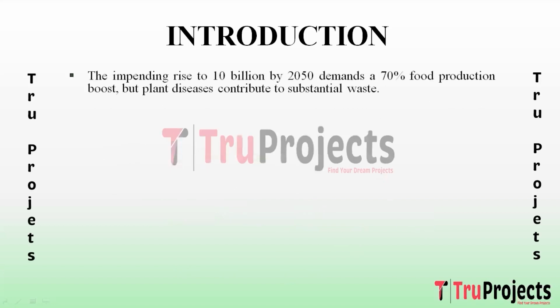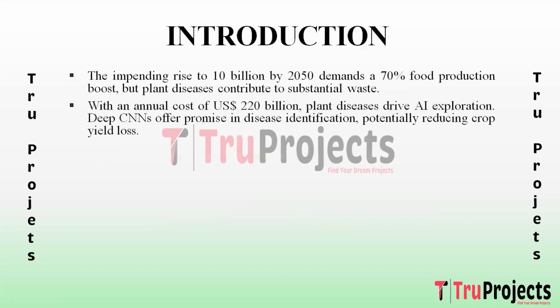Introduction. The projected global population of 10 billion by 2050 necessitates a 70% increase in food production. However, challenges, particularly plant diseases, pose a threat to achieving this goal, leading to significant food waste. Plant diseases incur an annual cost of $220 billion, prompting exploration into AI solutions. Deep convolutional neural networks show promise in identifying and classifying diseases, potentially mitigating the impact of crop yield loss.